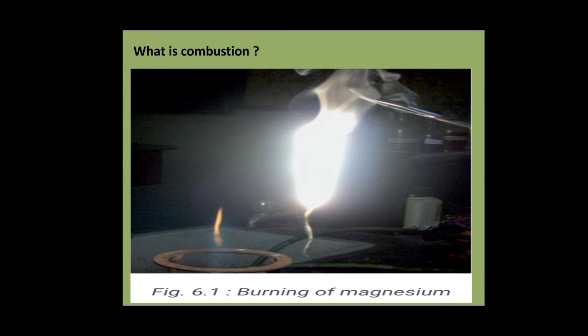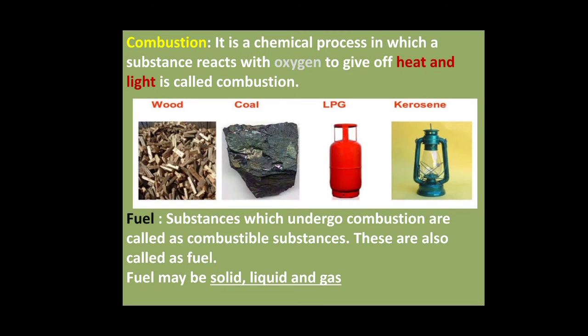You can see the burning of a magnesium ribbon here. When we burn the magnesium ribbon in the presence of air, what happens? Heat is produced and light is also produced. So what is combustion? It is a chemical process in which a substance reacts with oxygen to give off heat and light. When we burn substances like wood, coal, LPG, kerosene, the chemical process is called combustion. These are generally fuels.